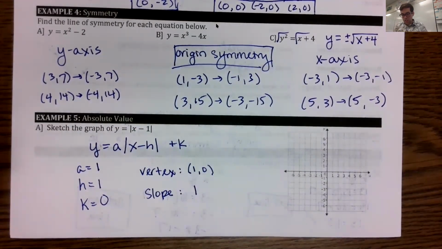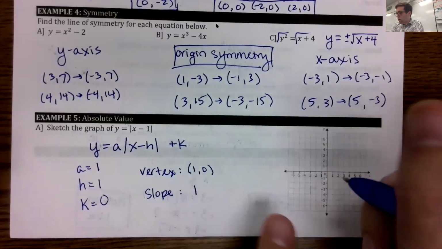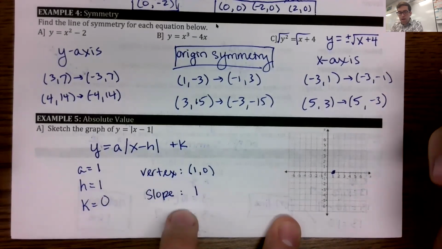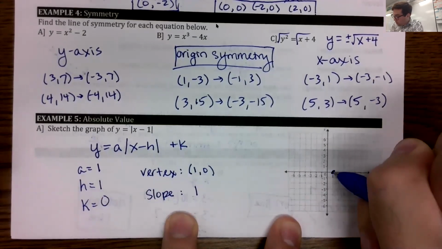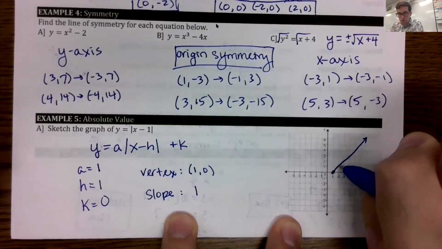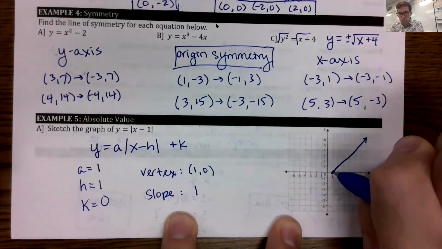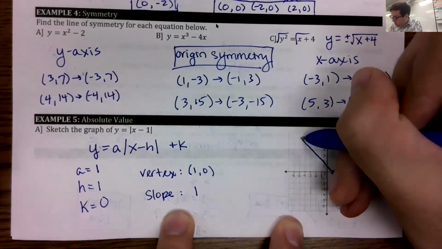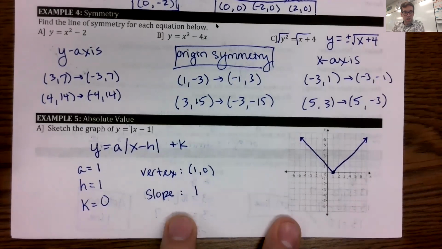All right, so we're going to sketch this. We're going to put a point at 1, 0. Then our a is positive, so it's going to open up with a slope of 1. So remember, for slope, it goes up 1 over 1, up 1 over 1, up 1 over 1. And we do the same thing this way. All right, and that is our absolute value.